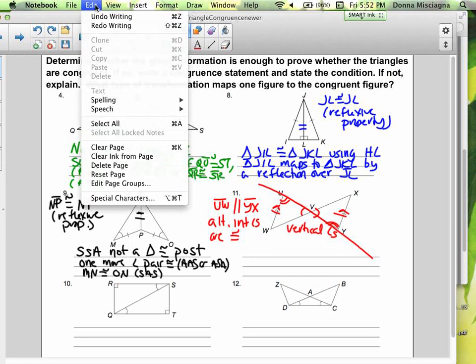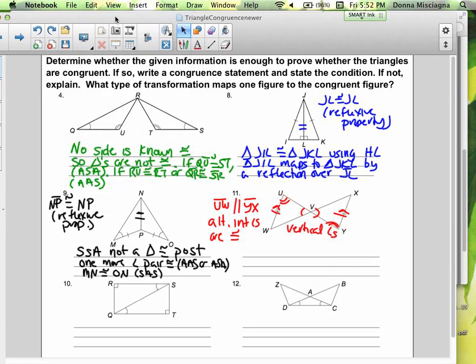There we go, and undo the one more. There we go, and just mark the angles so you can see them. So there we go. Right, so those are both alternate interior angles, right? So angle U is congruent to angle Y. Those are alternate interior angles, and angle W is congruent to angle X.